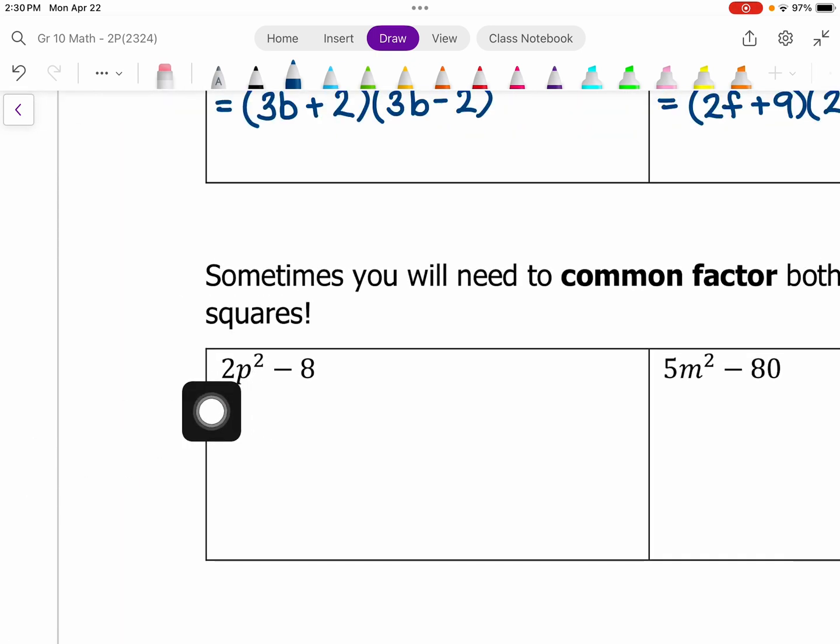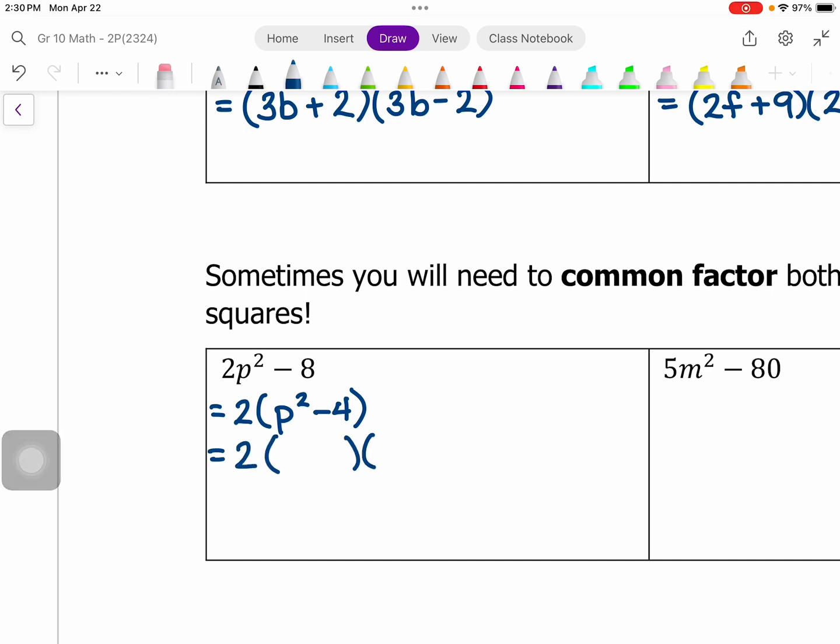2 is not a perfect square, but 2 and 8 can both be divided by 2, so I'm going to start by common factoring. So 2p squared divided by 2 is just p squared, and negative 8 divided by 2 is negative 4. Now when I look at these, p squared is a perfect square and so is 4, and we're separated by a subtraction, and there's only 2 terms in here. So what's in this bracket I can now factor out into 2 binomials. So the square root of p squared is p, the square root of 4 is 2, one is a plus 2 and one is a minus 2.